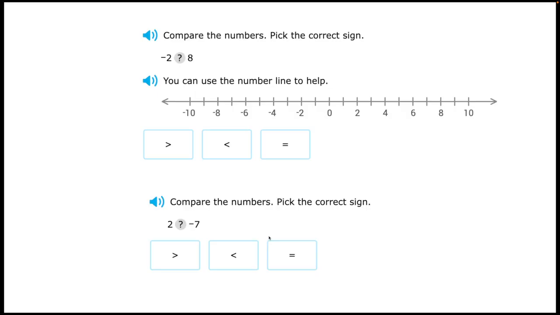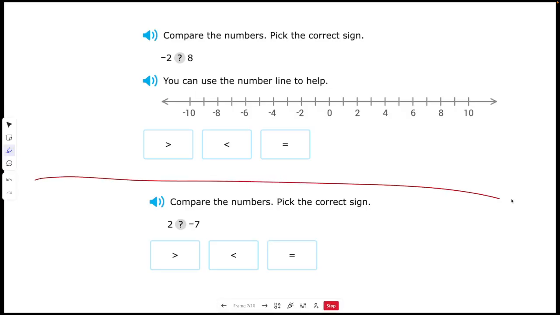Okay, now that you've had a chance to look at these two problems, let's check your answers. For number one, we said the positive is always bigger, so you should have selected this answer, right? Eat the 8. And for number two, the 2 is bigger because it's a positive number, so this is your answer.